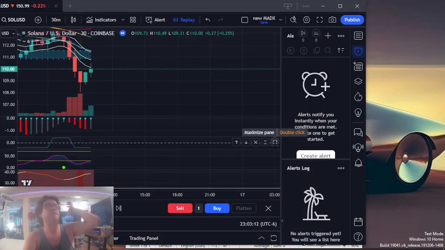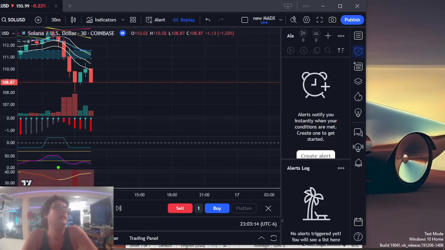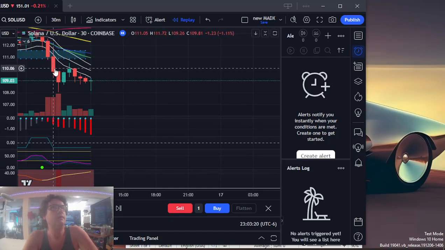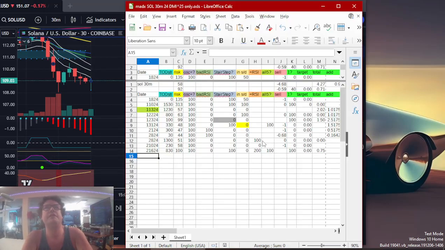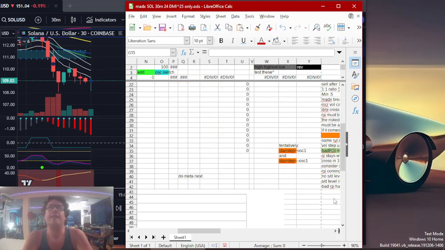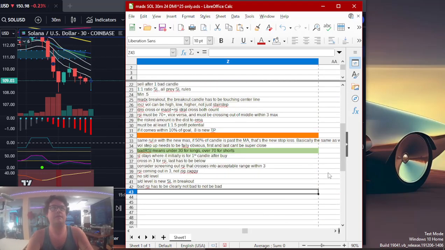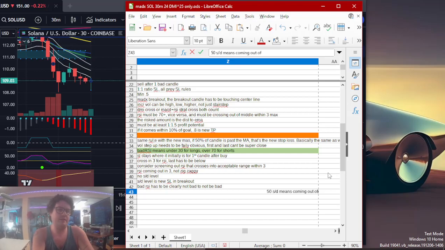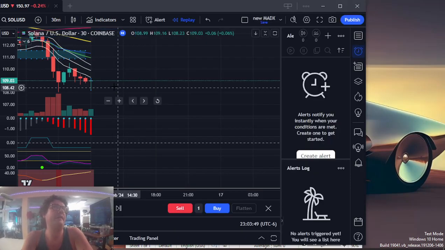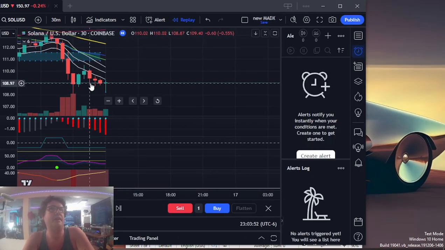Alright. Maybe 50 will mean it was coming out of the supply demand zone. Did I write this down somewhere? So 50 supply demand means coming out of. Yeah, that's a good way to measure that. Supply demand zones are kind of a new thing. That's sort of the whole point here.